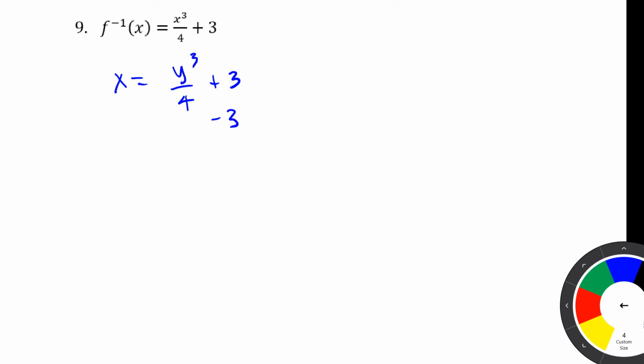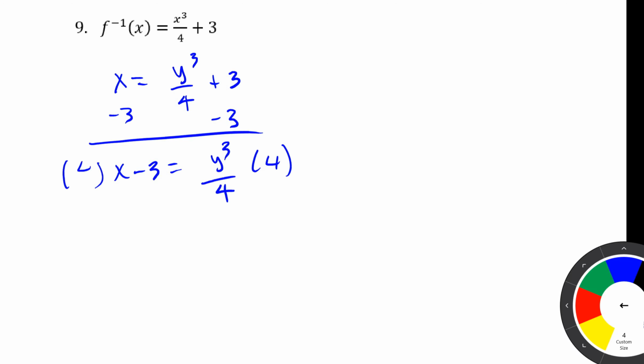So I have to move the 3. So x minus 3 equals y to the third over 4. I want to get rid of the 4, so I'm going to multiply both sides by 4. So I have 4x minus 12 equals y to the third power. And then again, we have options here. We could either take the cube root of both sides or put both sides to the exponent 1/3. I'm going to choose to do cube root here.